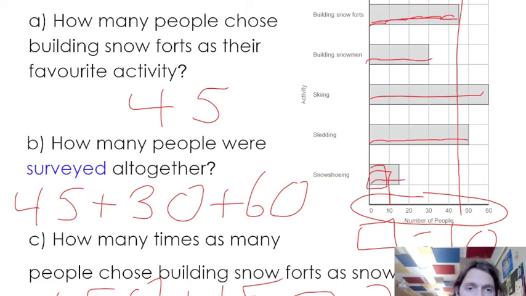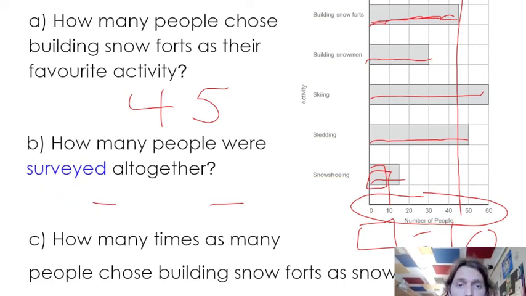And now let's take a look. So how many times as many people chose building snow forts as snowshoeing? All right, so let's take a look here. So building forts, how many did we say there? There were 45 people who built forts. So 45. And how many people did snowshoeing? Let's see, 15. And 15 people did snowshoeing.